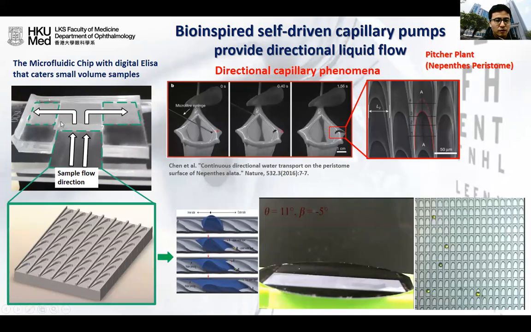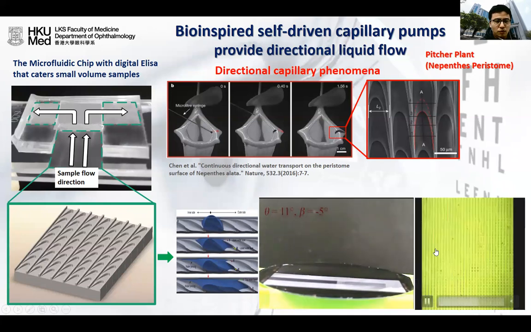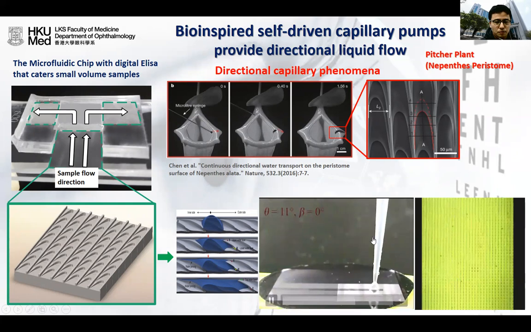To achieve an effective and automatic sample infusion, we incorporate the microstructures that can be found on the surface of a pitcher plant. Such structures allow a very effective automatic directional flow based on very strong capillary actions. From the videos, you can see the capillary effect driving the samples with beads to flow along the channels.